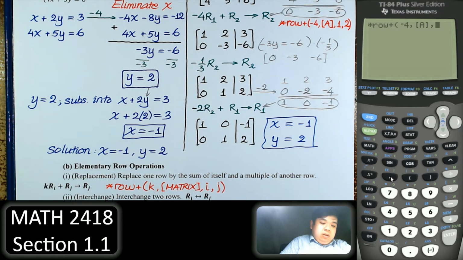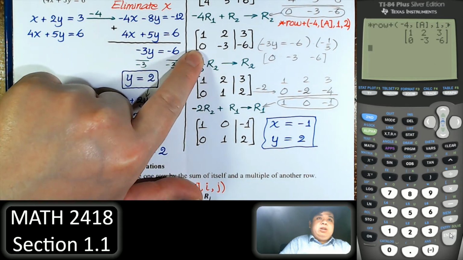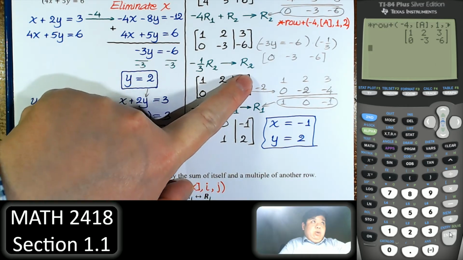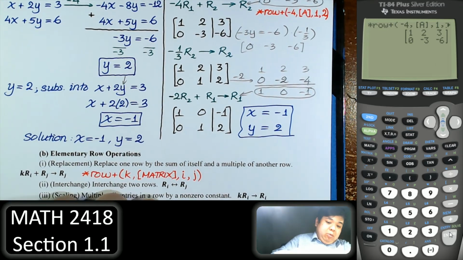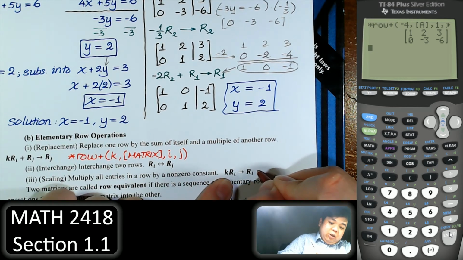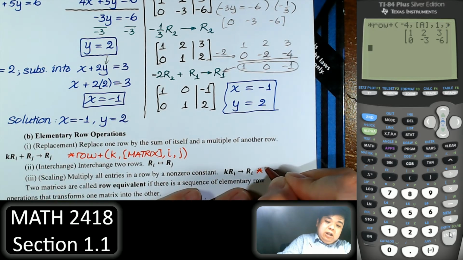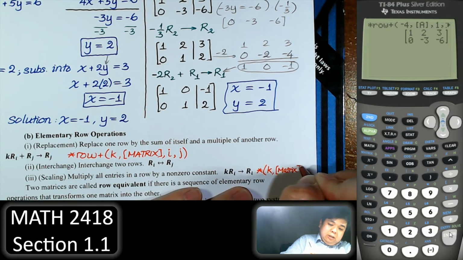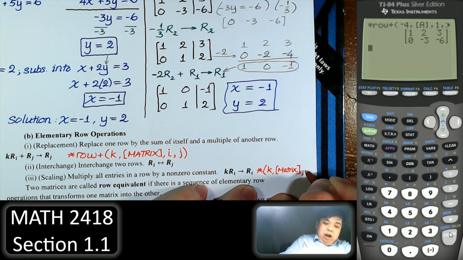And then comma. Multiply to row 1 and add and replace to row 2. We'll do that because we have this matrix. Next, multiply a number into a row only. So if we need to do that, the syntax on the calculator will be multiply a constant to a matrix and the row i of the matrix.